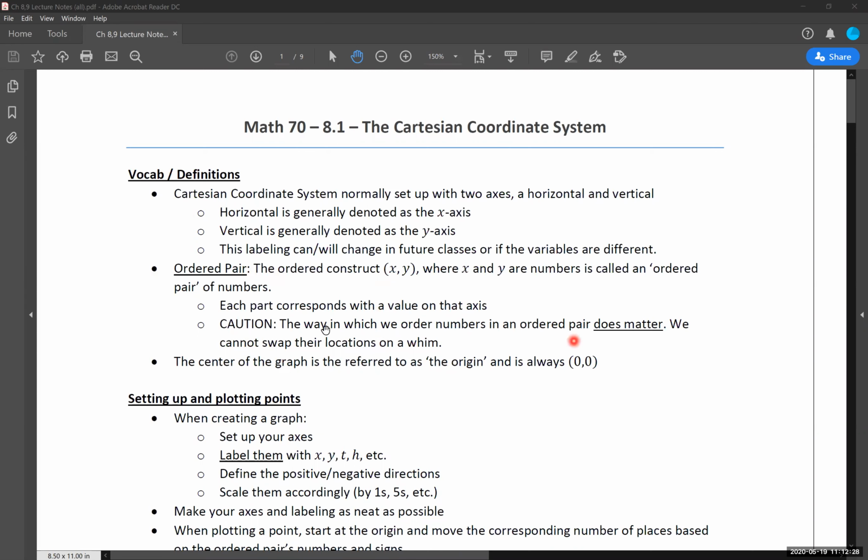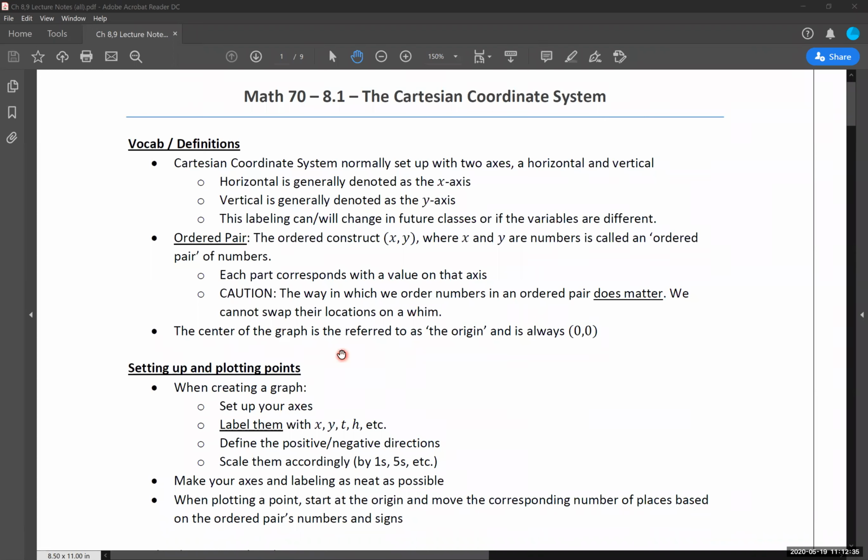And our last one that we have are our definitions and vocabulary. The very center of the graph, this is where the two lines that we have, that vertical and horizontal, meet together. The center of the graph is referred to as the origin and is always the point 0, 0.